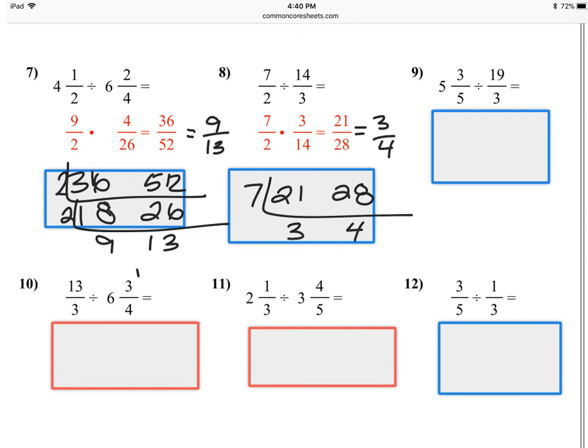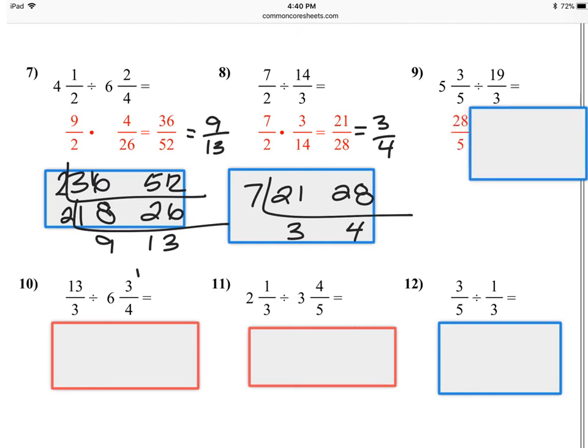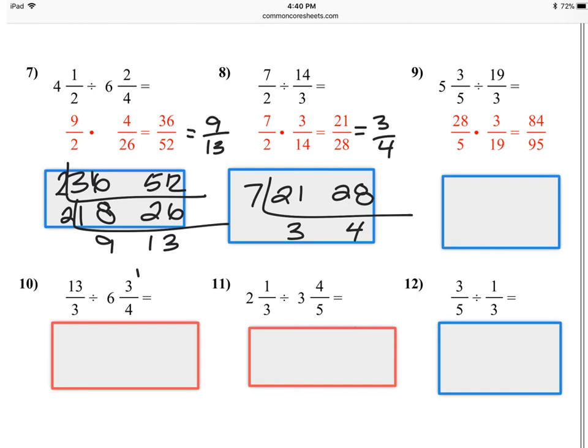All right, I'll make sure and get those other ones right too. All right, this should be 28 over 5. This should be 3 over 19. If those are not correct, please retry, pause the video and check. And 84 over 95. And that would be as simple as it can get.